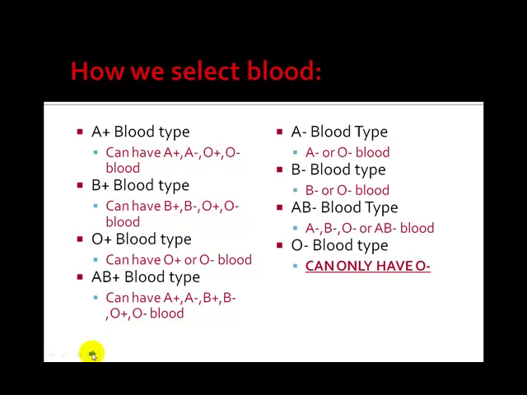A negative type blood can only have A negative or O negative because remember our D reagent told us about the Rh negative. B negative can only have B negative or O negative blood. AB negative can only have A negative, B negative, O negative, or AB negative. And O negative blood type can only have O negative type blood.